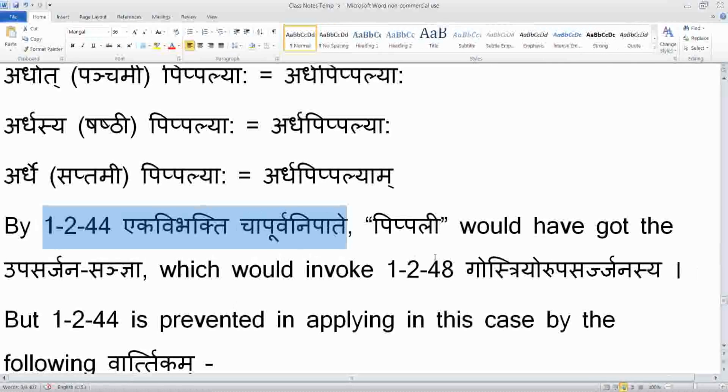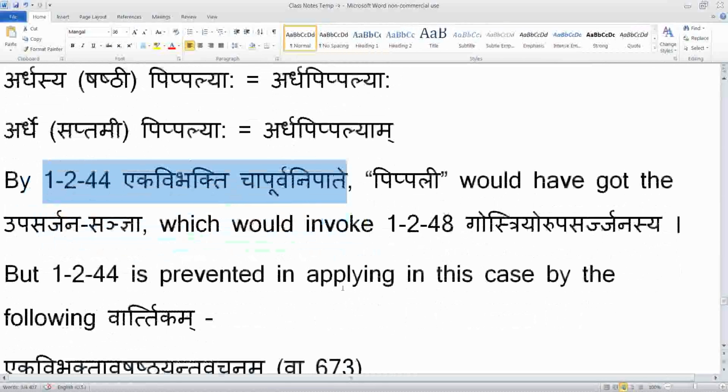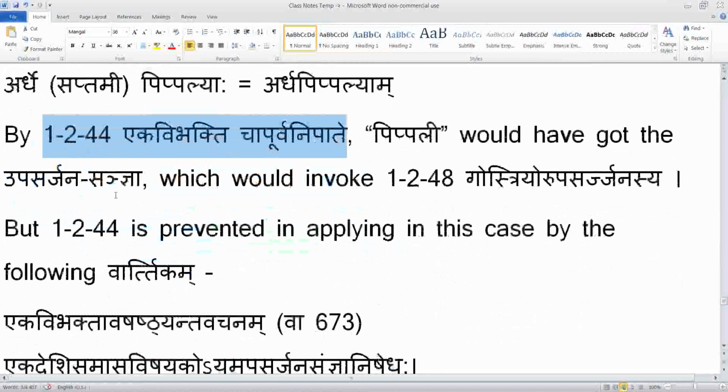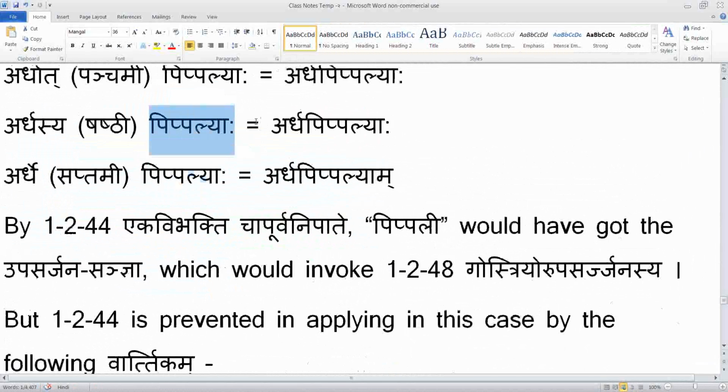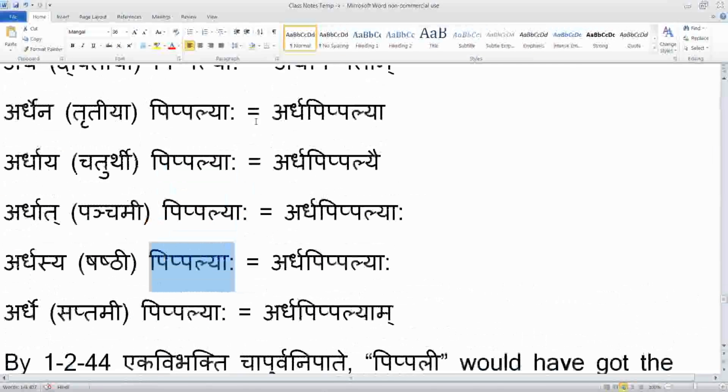Now, what do we do now? Kim kartavyam? Samadhanam katham bhavet? How do we escape the rasva desha of pippali? How do you escape that? Well, thank God, there's a vartikam for this, which is that this ekavibhakti cha purvanipate cannot be used for shashtyanta. Vachanam. So, ekavibhaktau ashashtyanta vachanam. Which means that if something has a shashti at the end, that will not qualify for 1-2-44.